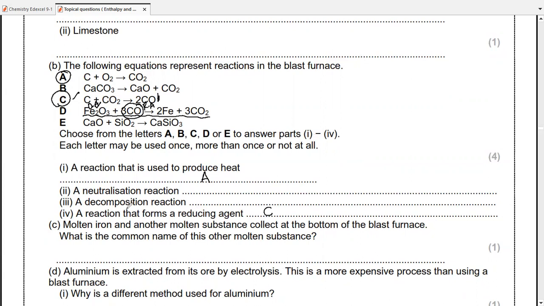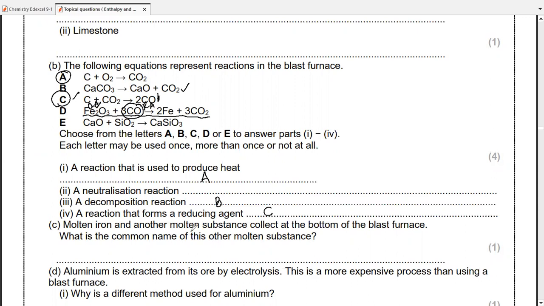As far as a decomposition reaction is concerned in number three, a decomposition reaction means to break down a single component into multiple parts. One reactant into multiple products. And that's B. B is in boy. The only reaction in which we have a single reactant producing multiple products. So B. That's what this was about.